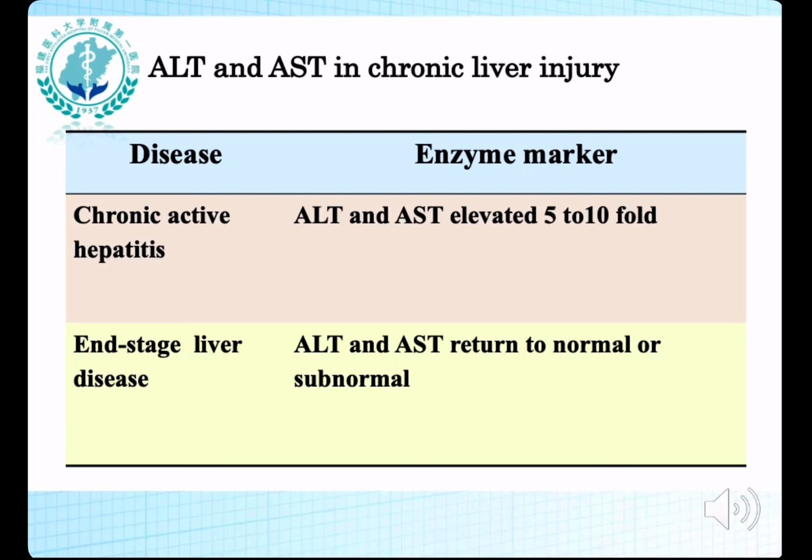In chronic liver injury, for example, in chronic active hepatitis, the levels of ALT and AST are elevated 5 to 10-fold over normal. But for end-stage liver disease, the levels of ALT and AST return to normal or subnormal, but the level is not too high. Why? Because this scenario means the failure or exhaustion of hepatic synthetic function. In this situation, the hepatocytes cannot synthesize many ALT and AST.